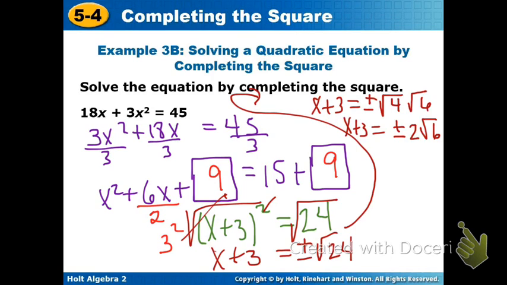You've got one more step. What's your last step? So what are you going to do that? Minus the 3's got to go over, right? So subtract your 3 from both sides. So we'll get x equals negative 3 plus or minus the 2 square root of 6. You may leave your answer in that form. That would be your final.